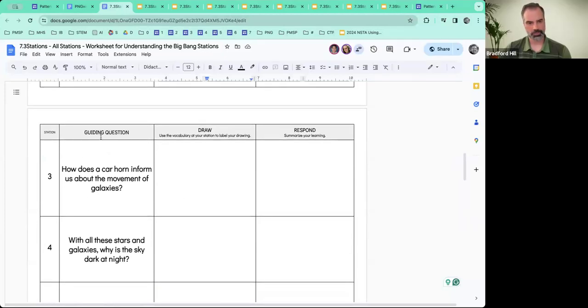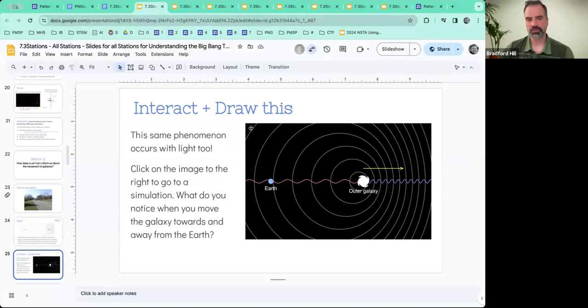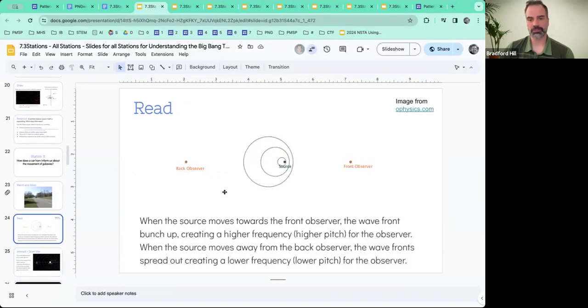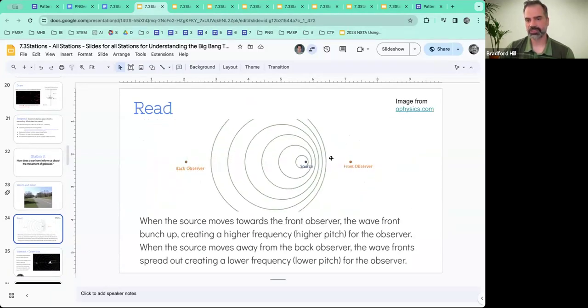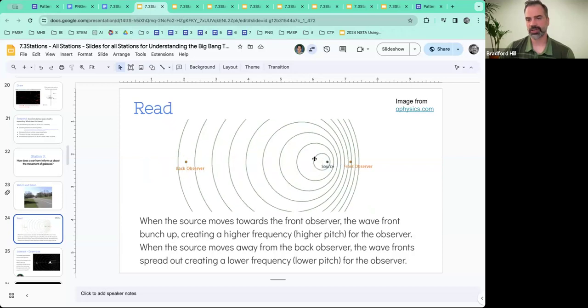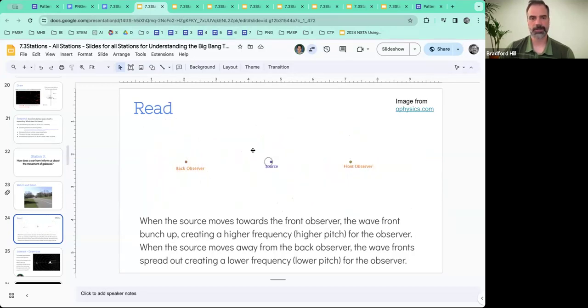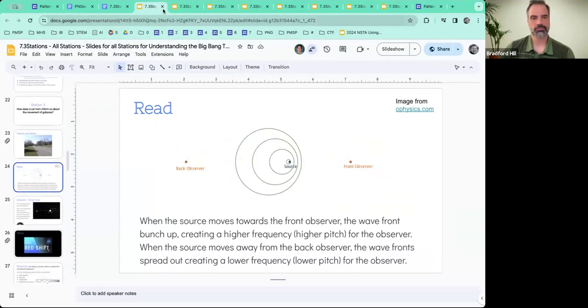People are familiar with it already. How does a car horn inform us about the movement of galaxies? That is a reference to the Doppler effect, and we will actually have a couple of stations that deal with the Doppler effect. A light touch on this one. Obviously it'll take some time, but you can just imagine that if you're in front of a moving source, the waves get piled up. If you're behind the moving source, the waves seemingly get spread out. Students get good visuals, there are some videos, and multiple stations.